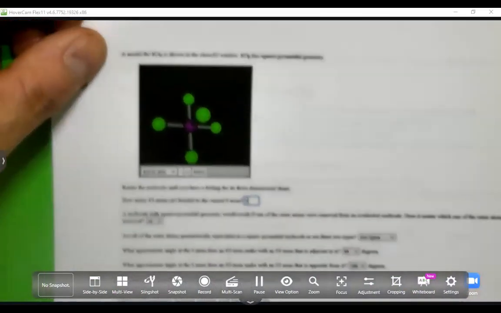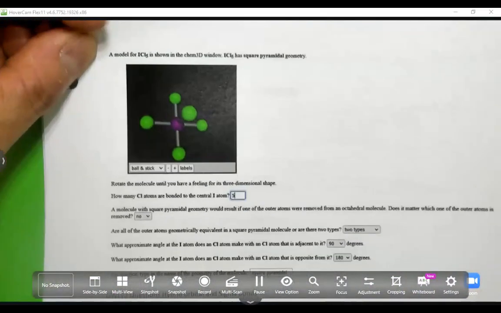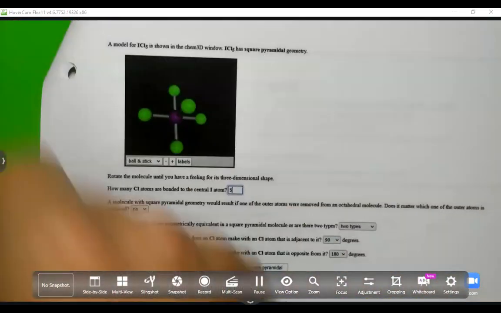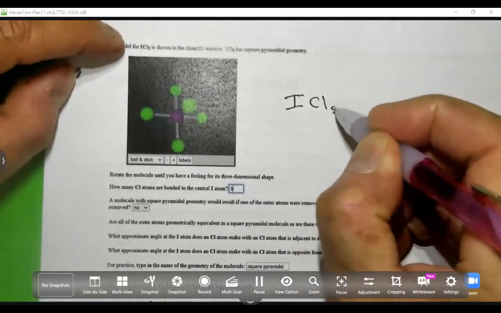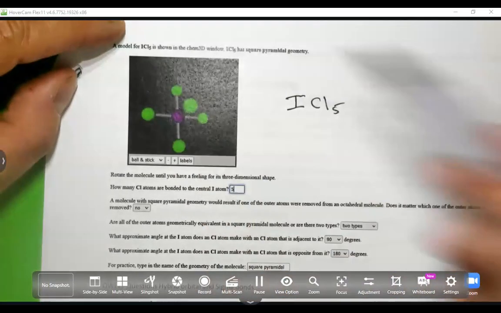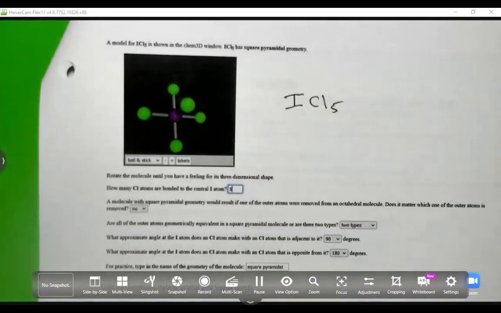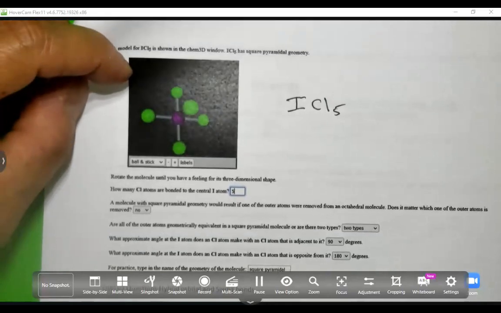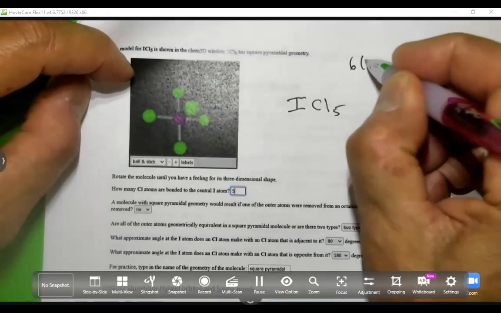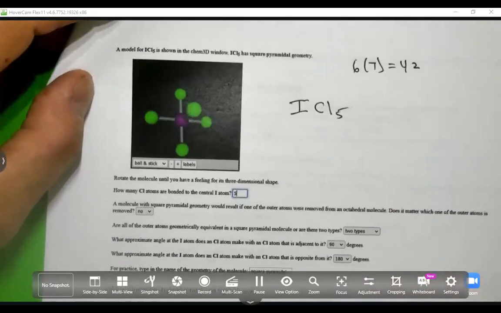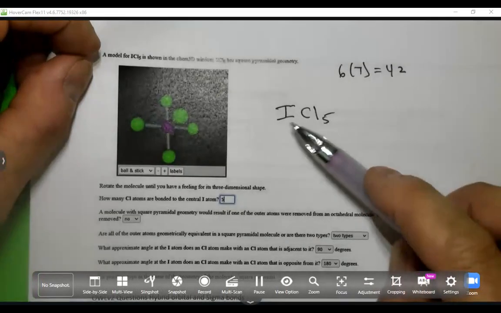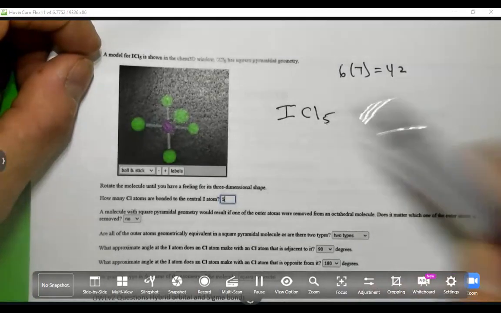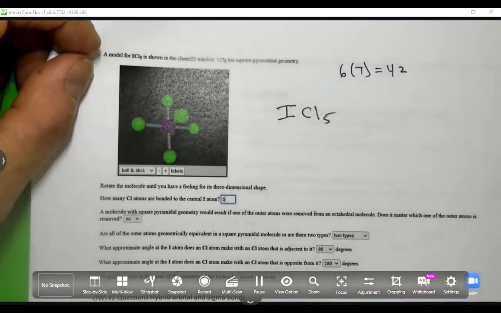And the next one should be similar. We've got ICl5. And you could rotate this. And if we would have 6 times 7, we have 42 valence electrons, right? 42. Both of these are in group 17.